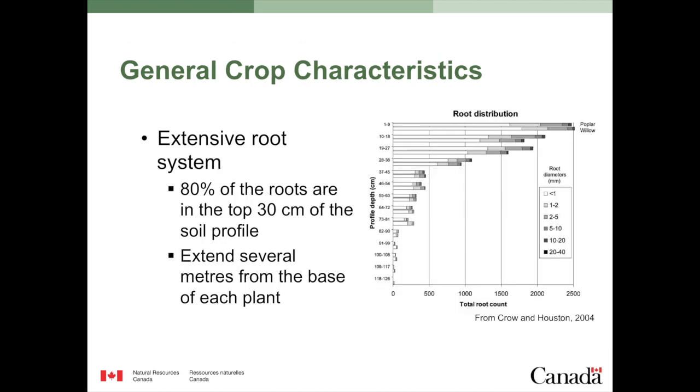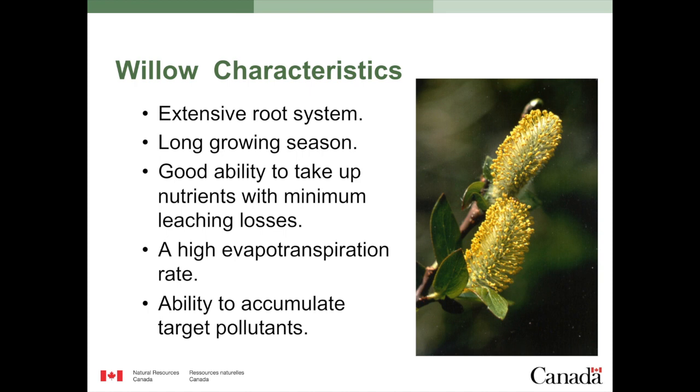Some other good characteristics for the crop are the extensive root system. So when you have 80% of your root system in the top 30 centimeters of the soil profile, you have this web of roots that are not going to let a lot go by them in terms of nutrients or water. So another plus. Long growing season. So now we're getting into the willows more. The others apply to both species, or both genera. Willow is one of the first to start in the spring, the last to shut down in the fall. So that's good for water use.